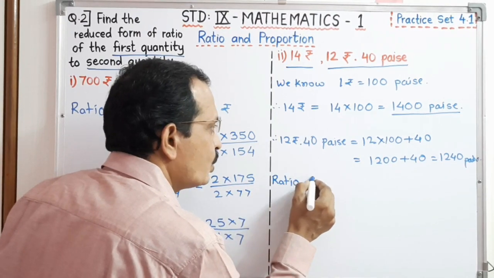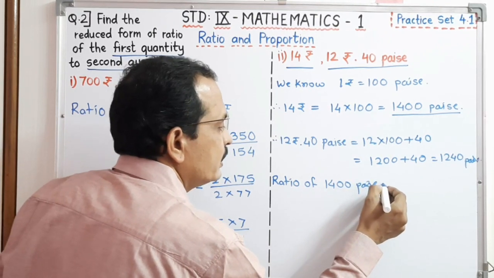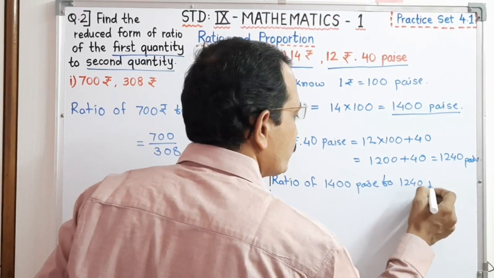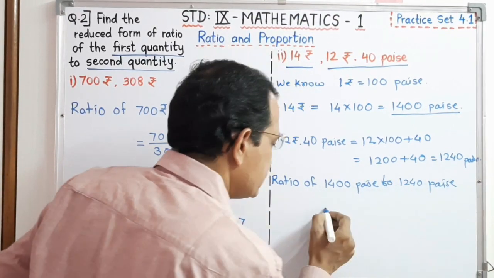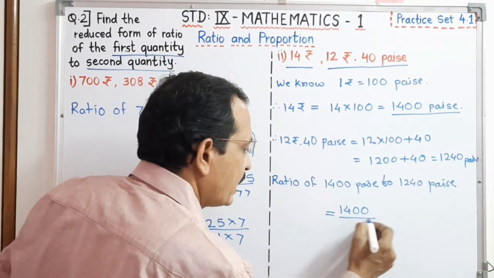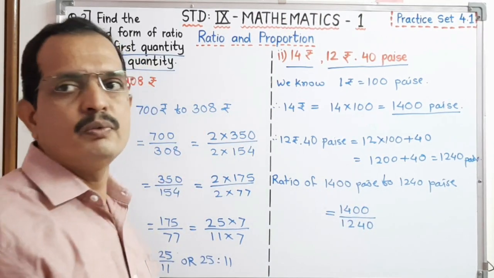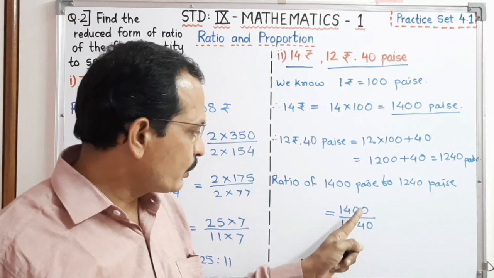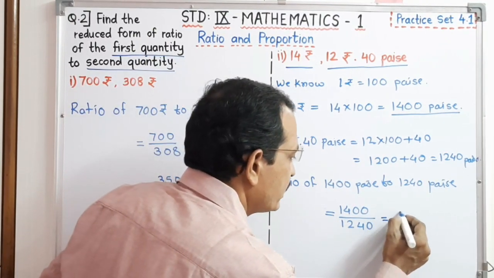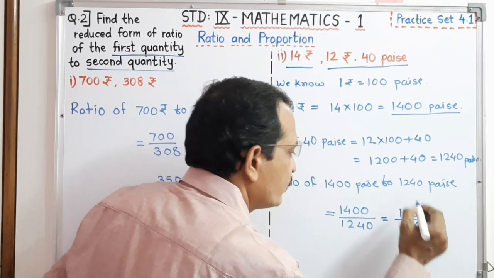Therefore, ratio of 1400 paise to 1240 paise is equal to 1400 divided by 1240. Dear student, first of all, what we have to do? We have to remove these two zeros. They can simplify easily. Therefore, we get here 140 divided by 124.